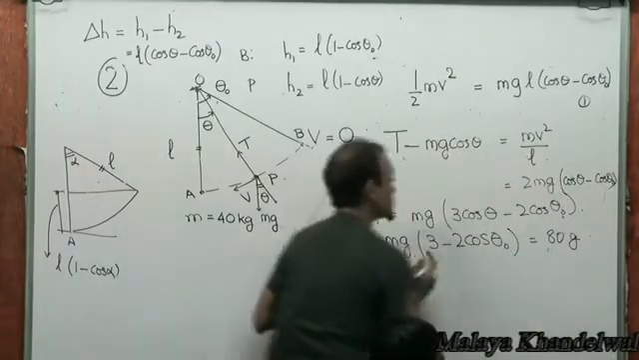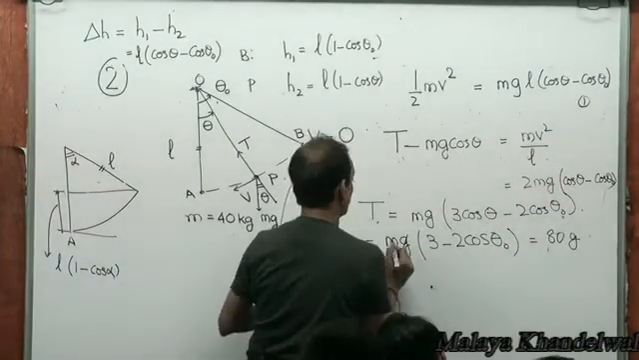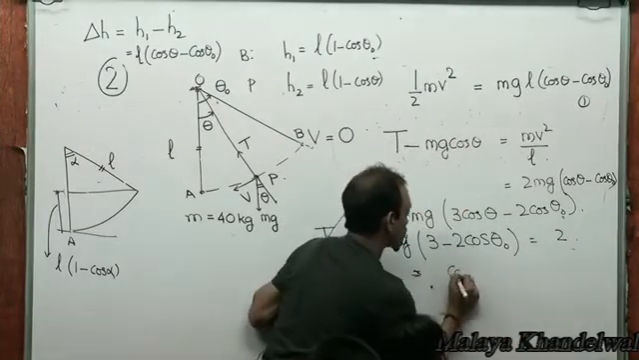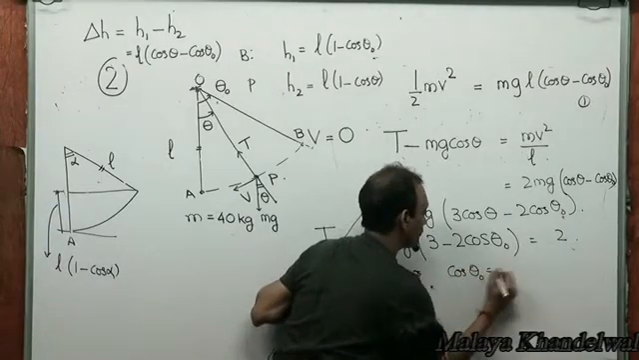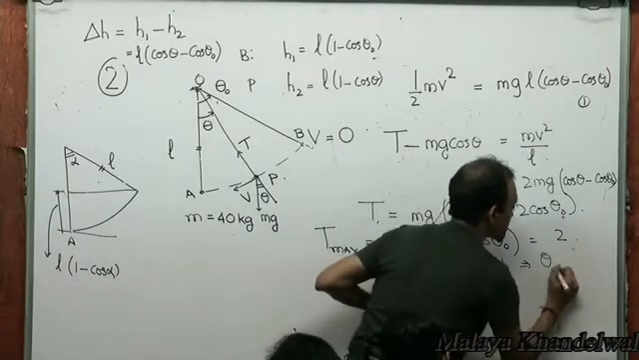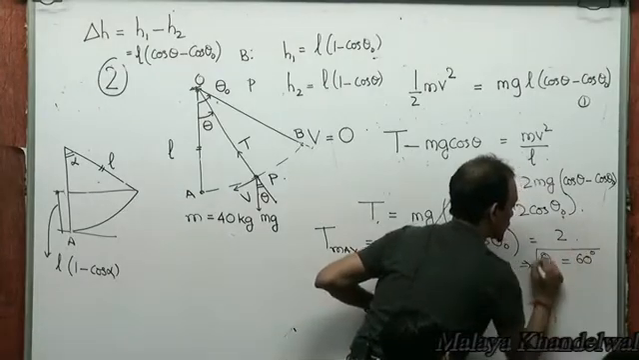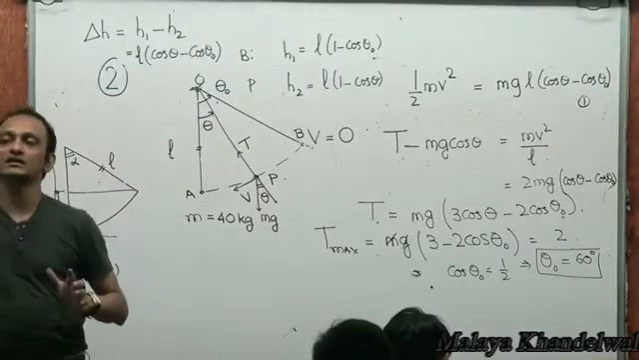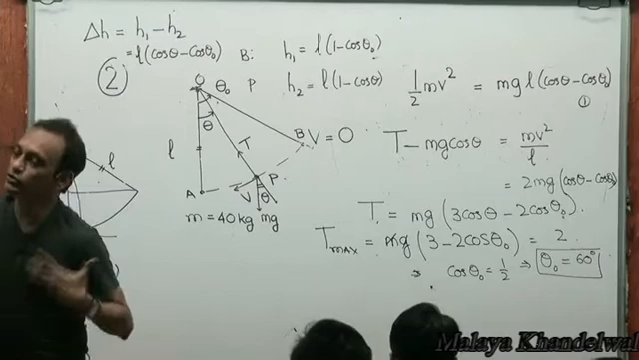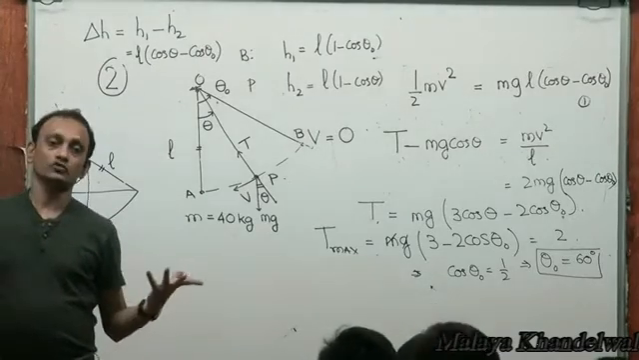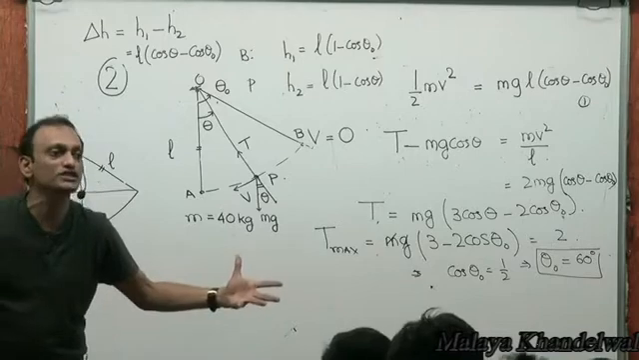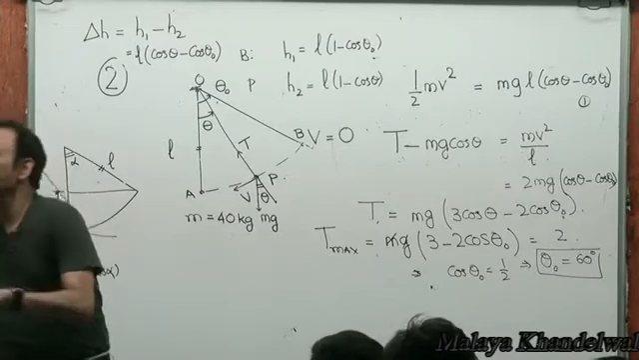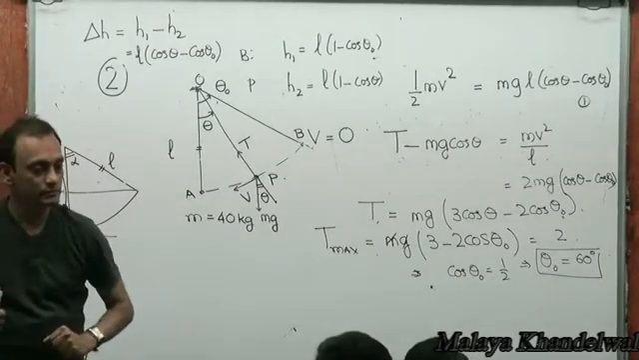Now, this gives me, see, g gets cancelled. m is 40. So this will become 2. Cos theta naught is half, or theta naught must be 60 degrees. So if the amplitude is 60 degrees, then it will be able to withstand. So a maximum of 60 degrees of amplitude is permissible, so that the breaking strength does not cause the rope to snap. Clear?